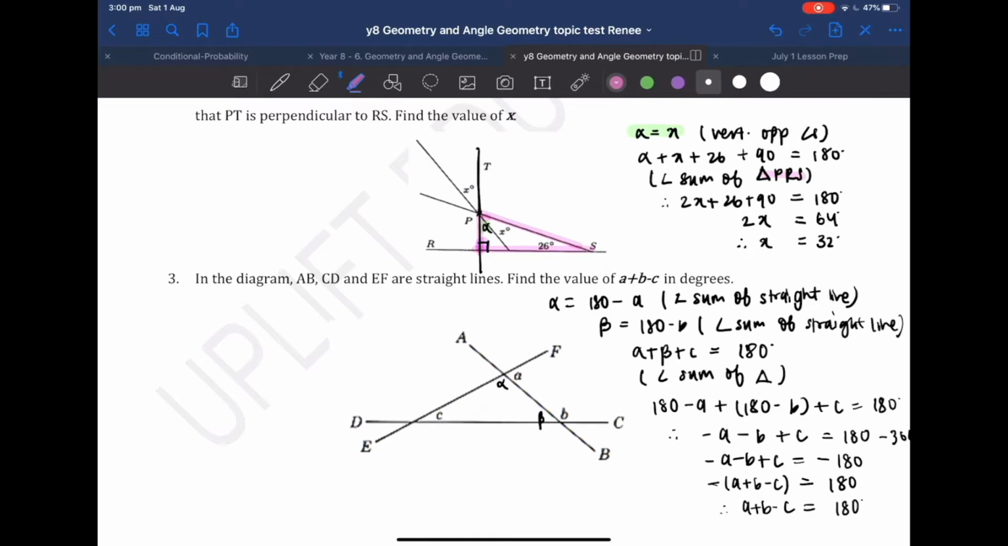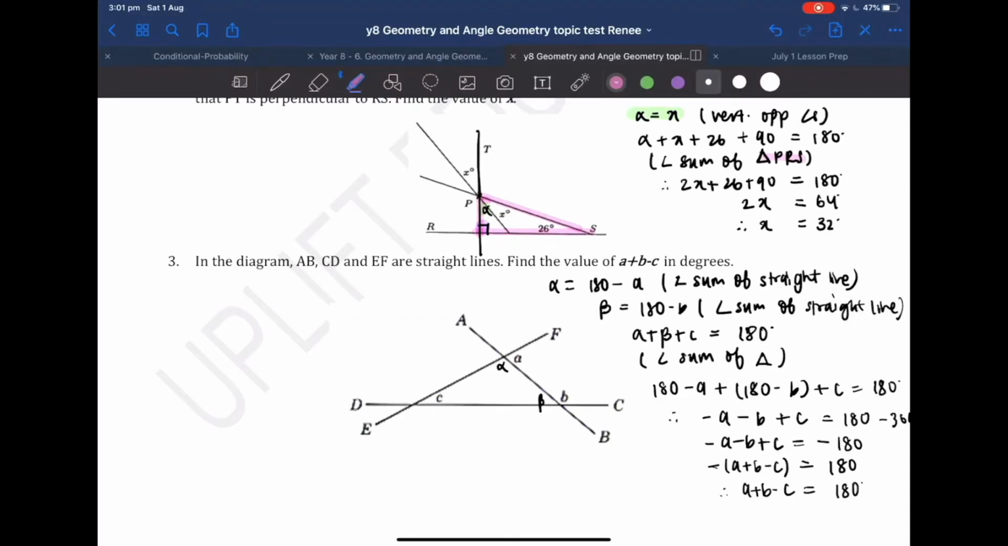And then because we know alpha equals x, we can say that x plus x, which is just 2x, plus 26 plus 90 is 180 degrees. And then we're just solving for x. So we have 2x equals 64. Dividing both sides by 2, we should get x equals 32 degrees.